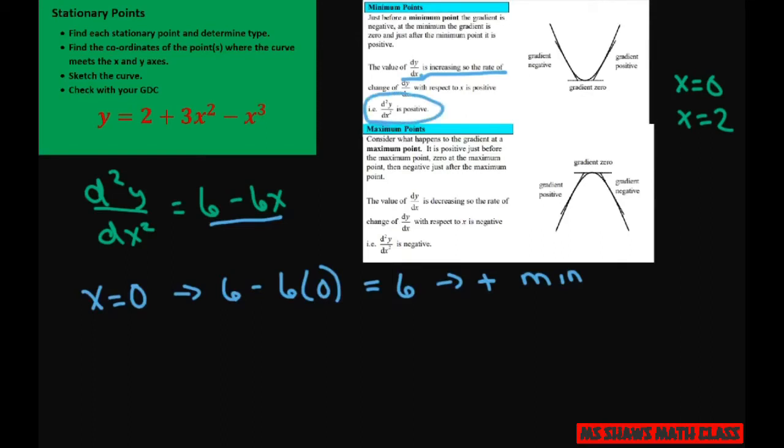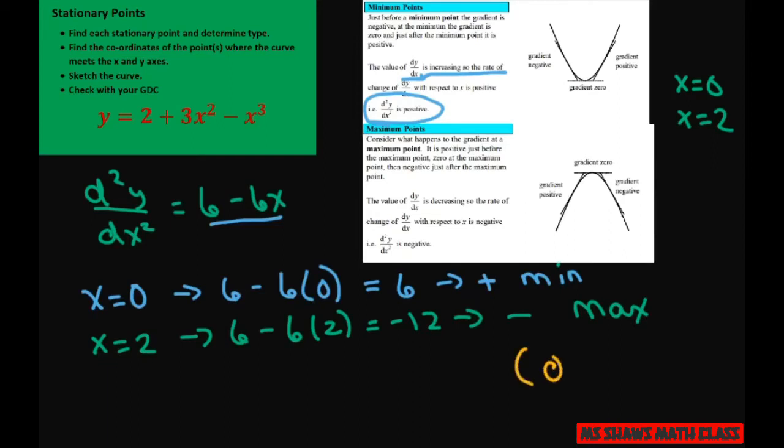Now let's plug in x equals 2. That's going to give you 6 minus 6 times 2, which is negative 12. That is a negative. So remember, when you get a negative, that suggests a maximum. We already did our 2 points. Our points are 0, 2, which is going to be a minimum point. And our other point was 2, 6, and that's going to be our maximum point.